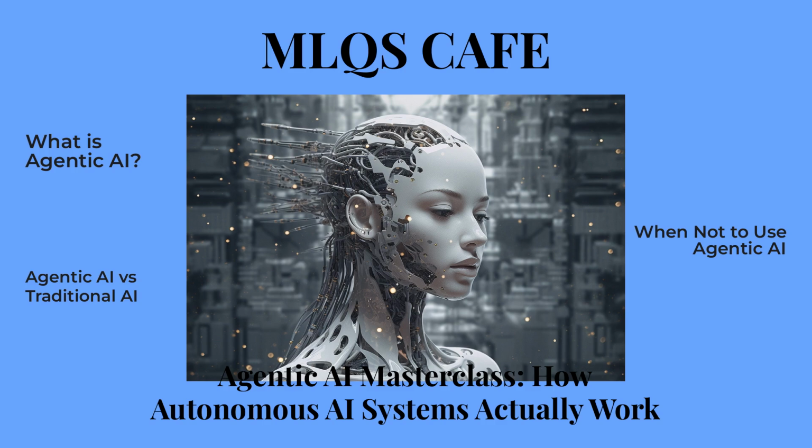Artificial intelligence is entering a new phase. Instead of systems that simply respond, we are now building systems that can plan, decide, act, evaluate, and improve on their own. These systems are known as Agentic AI.